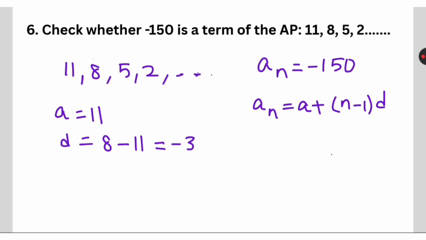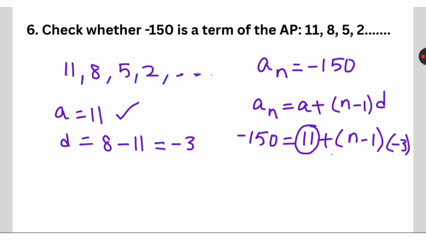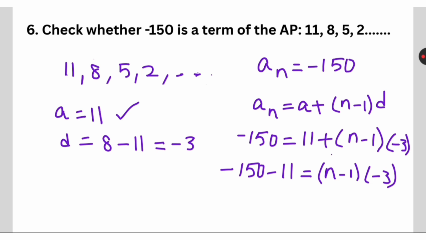Let's find out. We assumed the nth term a_n as minus 150, that is equal to the first term 11 plus (n minus 1) into d, and d is minus 3. Here we have plus 11, and if we send it to the left hand side it becomes minus 11. So minus 150 minus 11 gives minus 161, which is equal to (n minus 1) into minus 3.